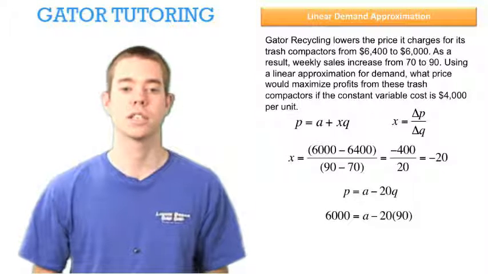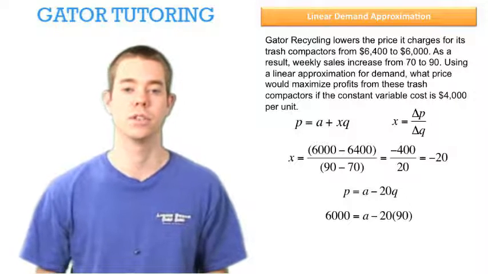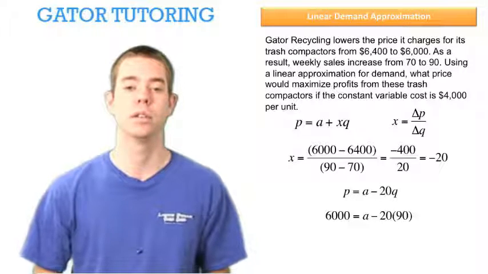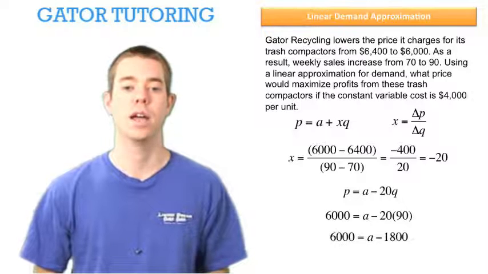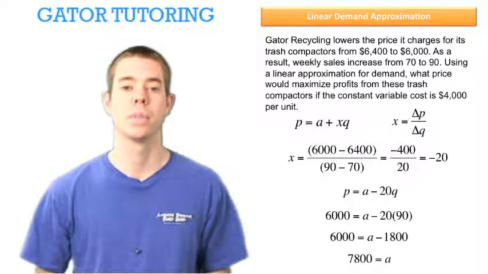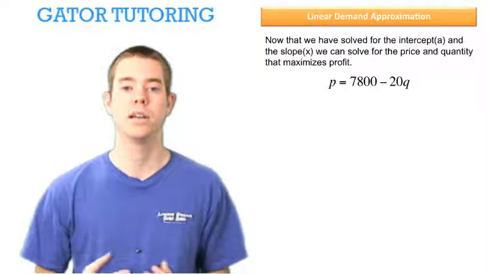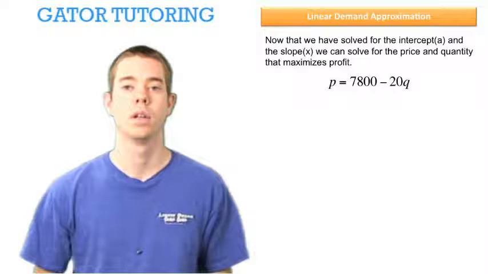Let's choose $6,000 and 90 units. So for price, we plug in 6,000. For quantity, we plug in 90. And now we can solve for A. So adding 1,800 to both sides, we see that A is equal to 7,800. We can now rewrite our inverse demand function as P equals 7,800 minus 20Q.